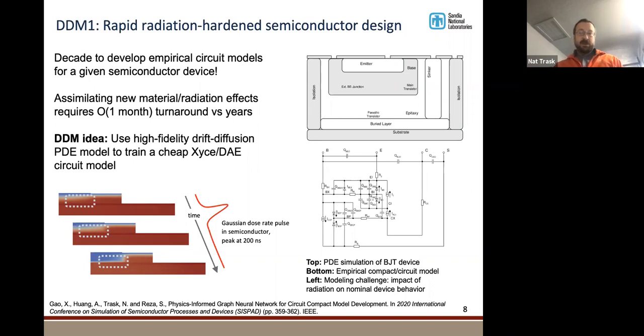And so what people do is they develop what are called compact models. The idea is that it's an equivalent circuit using the kind of things you would learn in introductory physics, like Kirchhoff's laws and so on.